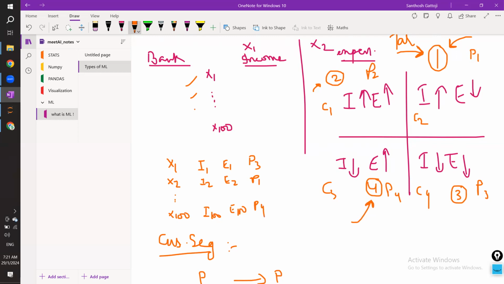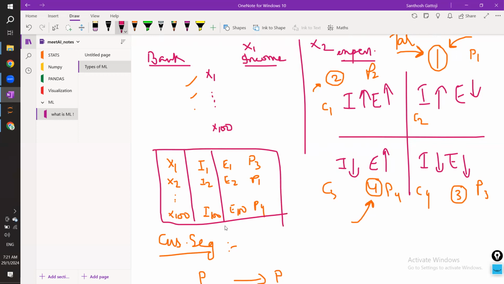Now what happened? You have created the output variable. Earlier you had only this data, income and expenditure. Now you have created this. Now these two become X, that means the inputs or features. And this becomes my target. The moment you have both features and target, you can obviously convert this into a supervised machine learning problem.